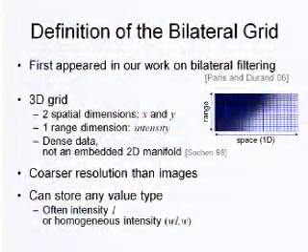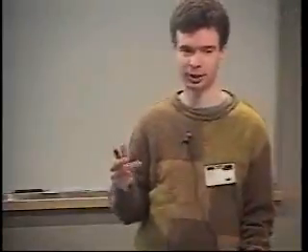The bilateral grid is a data structure that we first introduced last year at ECCV, somewhat as a byproduct of some work we had done on the bilateral filter. And today I will show you that this data structure is useful beyond just bilateral filtering.